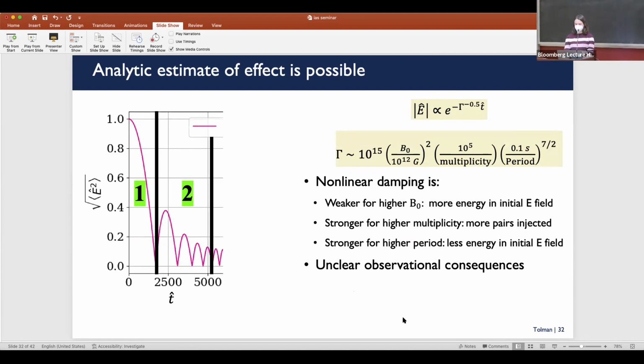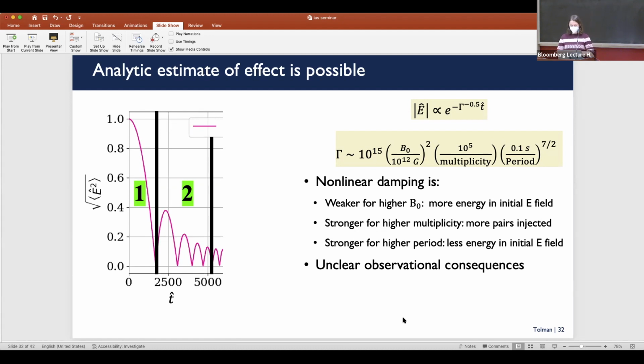Right, so we can pull up our definition of gamma again, and we can look at the strength of the nonlinear damping in this phase. And we show that it's weaker for higher magnetic field. This is because with a higher magnetic field pulsar, you're having more energy in the initial electric field, so it's harder to damp. It's stronger for higher multiplicity. That's because you've got more pairs injected, so it damps a lot faster. And it's stronger for higher period, less energy in the initial electric field.